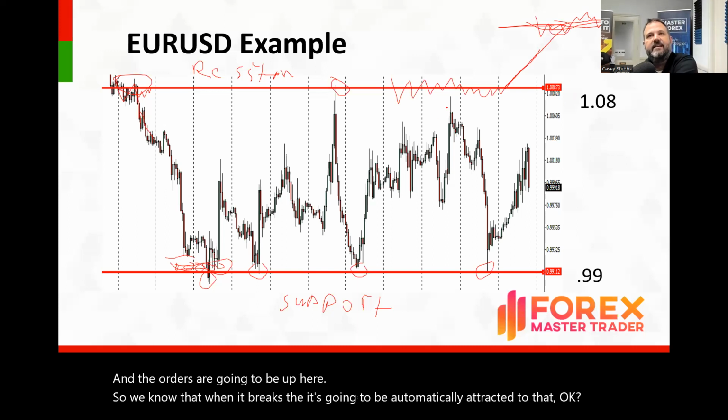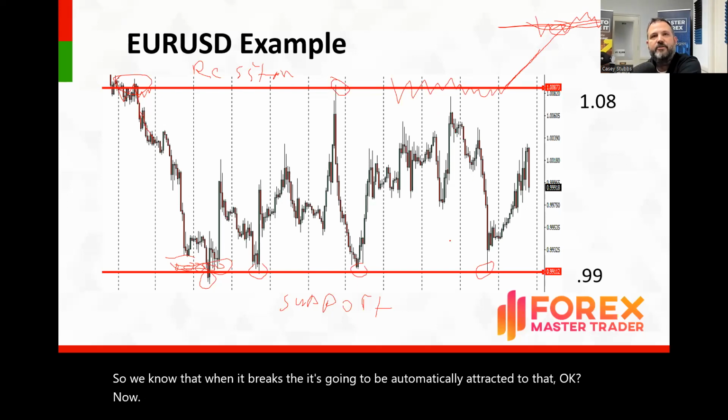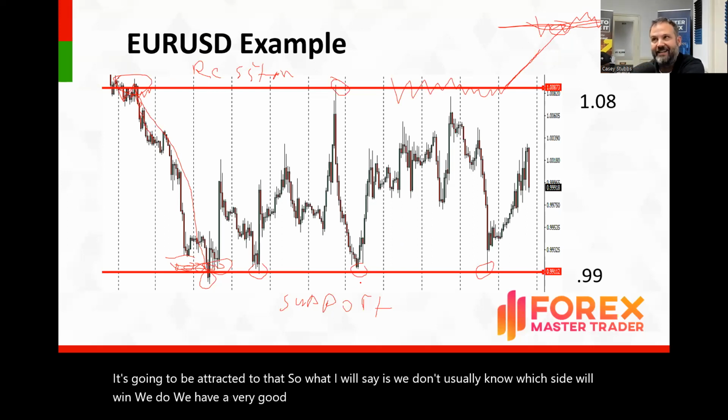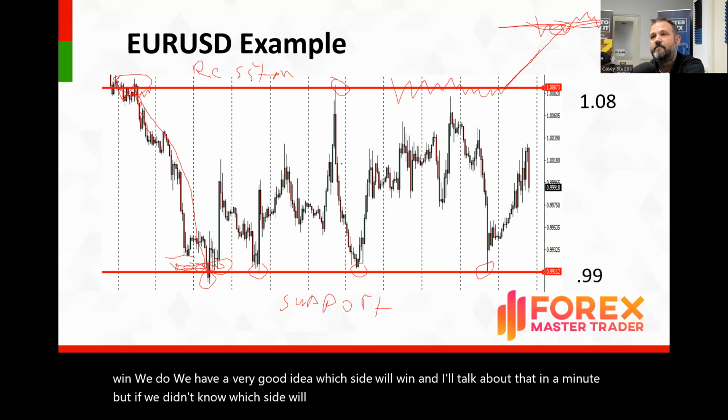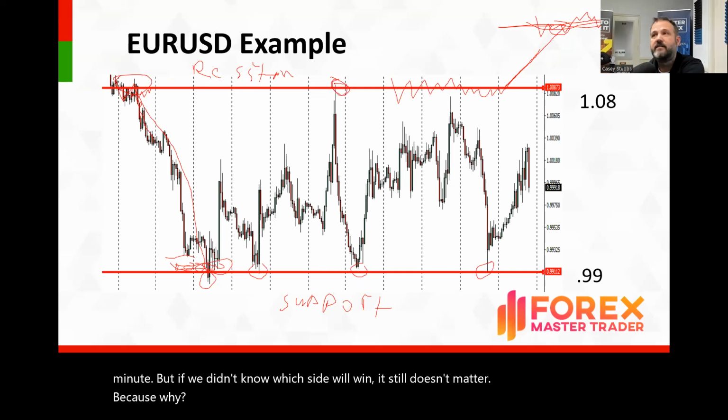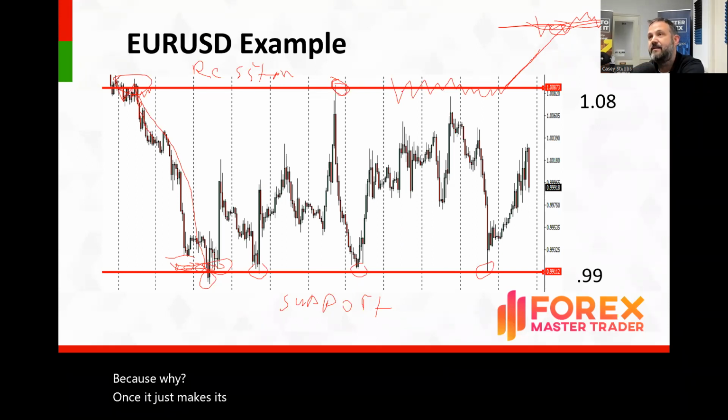Okay. Now, on the other side, if the battle to the downside works, it's going to be attracted to that. So what I will say is we don't usually know which side will win. Well, we do. We have a very good idea of which side will win. And I'll talk about that in a minute. But if we didn't know which side will win, it still doesn't matter. Because why? Because once it makes its decision, we can take the trade.